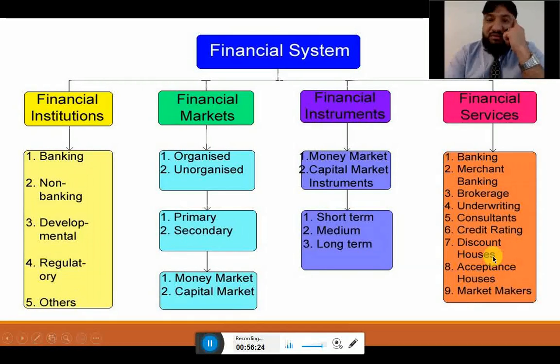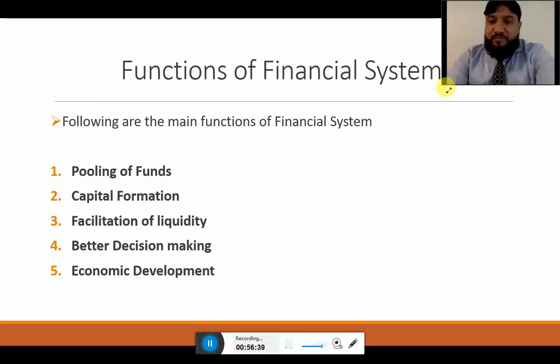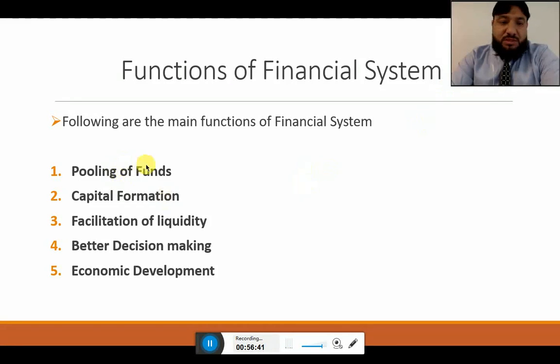So that was all about the financial system that we discussed in detail. Functions of the financial system. There are 5 functions of the financial system, right? Number 1 is pooling of funds. Number 2 is capital formation. Number 3, facility of liquidation. Number 4, better decision making. And number 5, economic development.